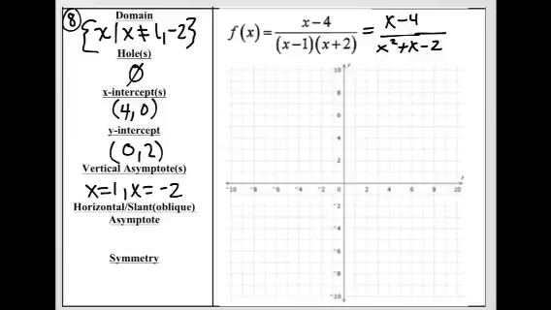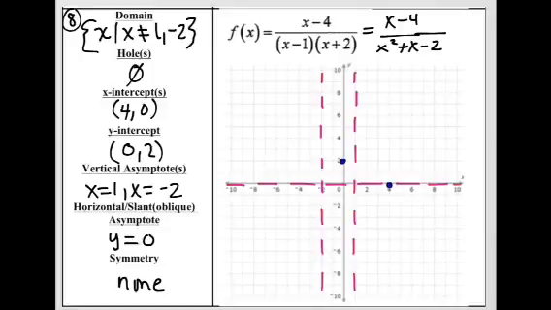Now the reason I like having the version that's not factored is that for comparing the degrees, I think it's a little bit easier to see in this form versus this form. So here the degree is 1 and here the degree is 2. It's a little bit more obvious than looking at this one. So this is bottom heavy, so y equals 0. As for symmetry, it's neither, or none, because when you replace x with negative x, you do not get the same function back, nor do you get the opposite function back.